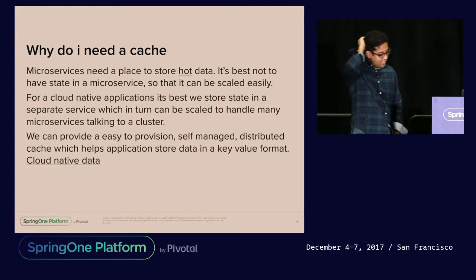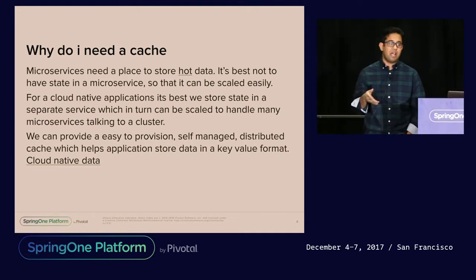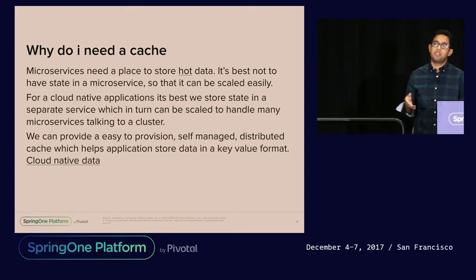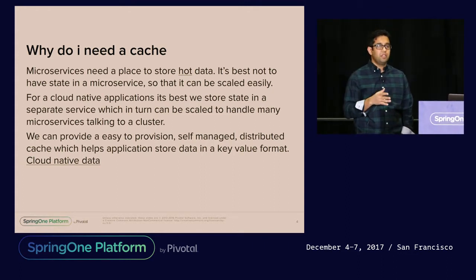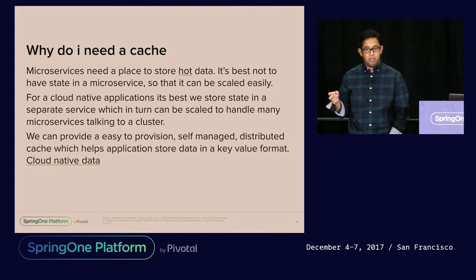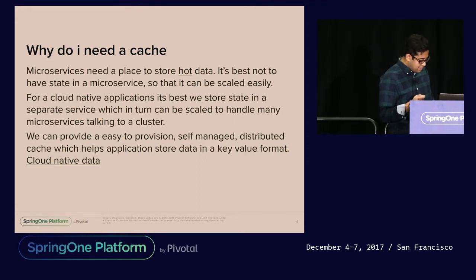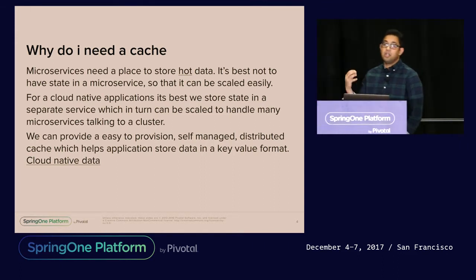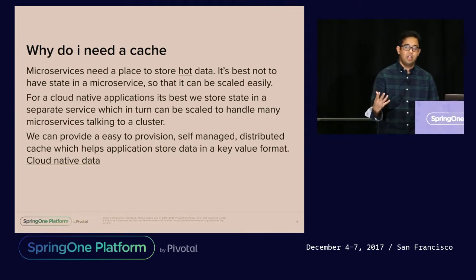Why do I need a cache? A lot of you already are very familiar with microservices patterns. Most of the time, it's a general recommendation that you keep your state external to your service. And there are multiple Cloud Foundry services available on the marketplace where you can store your data. Now, this becomes specifically critical if the nature of the data is hot data, which is fast transactions. You just quickly need to store your data. It's a key value store, and you need to retrieve it based on your key.